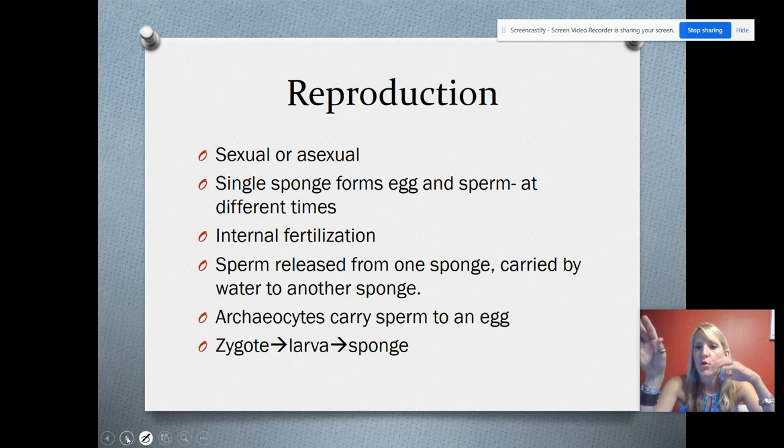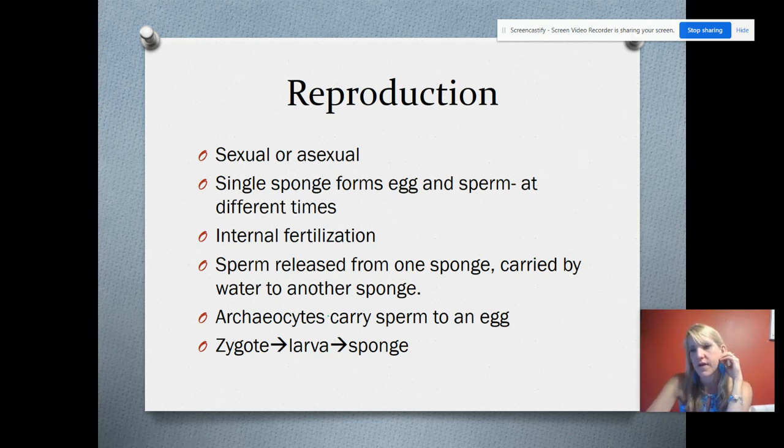Or they can release sperm and egg, and then they join up and make a zygote, a fertilized egg, and then they land and make another sponge. I said the sperm and egg go into the water, but I should have clarified. Sorry, it goes into another sponge. The sperm would be released into the water, and then that would go into another sponge and fertilize the egg inside the sponge, and then it would be released. Goes from zygote to larva to sponge.